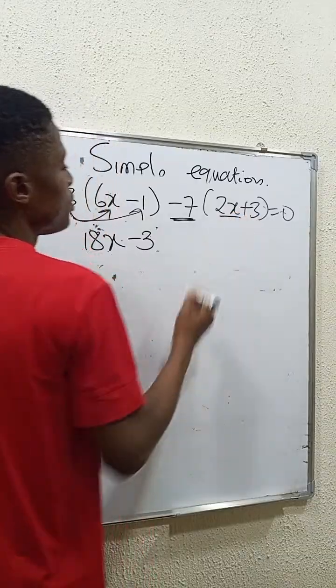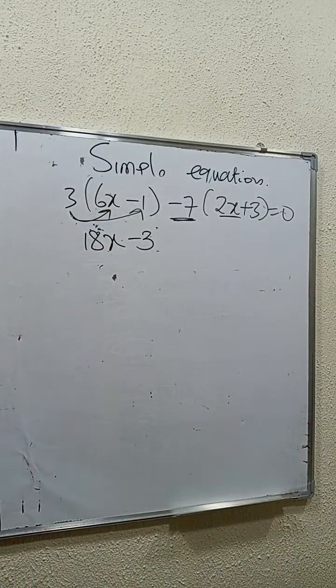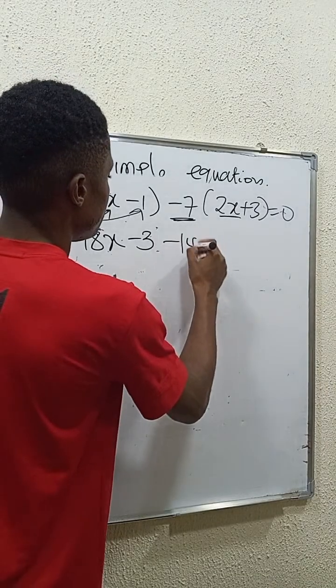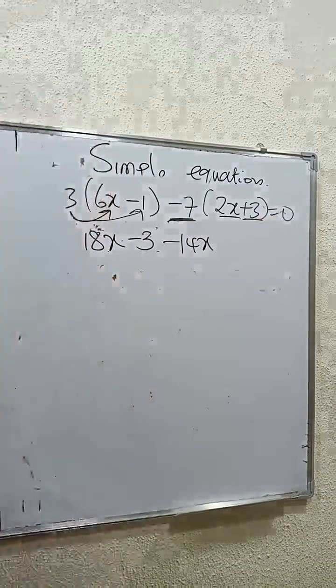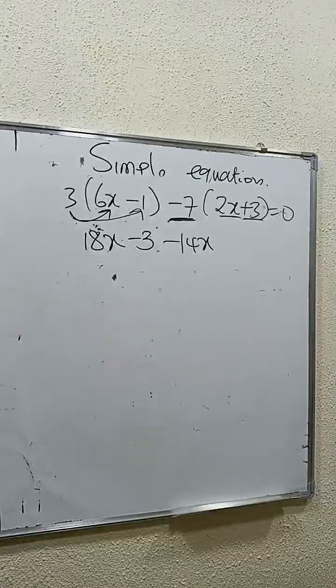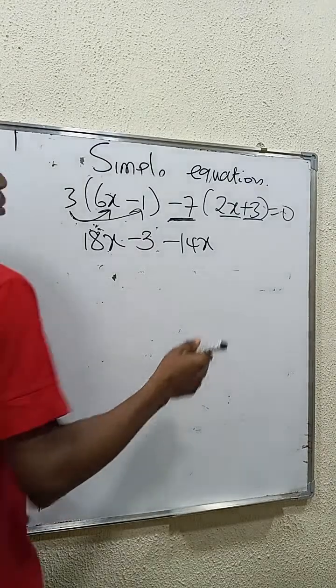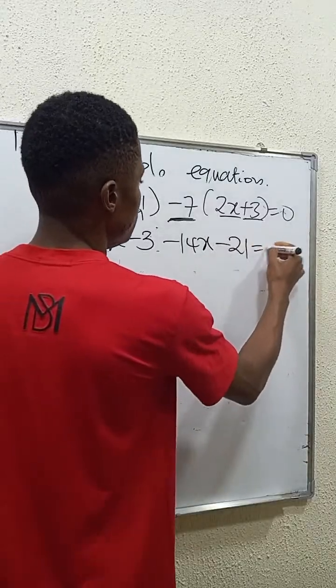Minus 7 times 2x is what? Okay, we have it as minus 14x. Then minus 7 times 3 is what? Okay, the answer is minus 21. Minus 21 is 0, right?